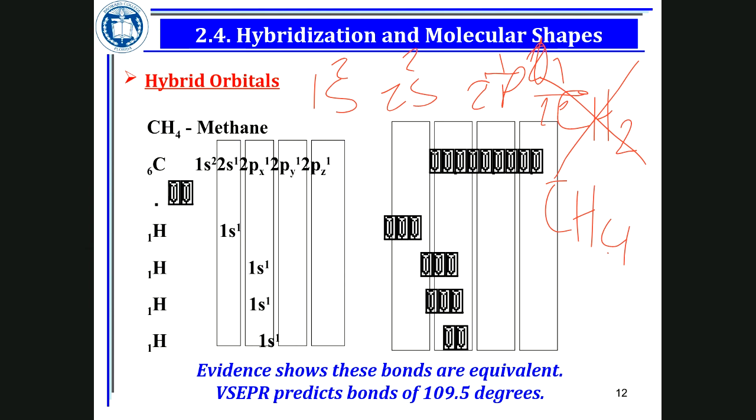So we excite 1 electron from the s orbital and take it to the third p orbital that is empty. Now we have 4 single electrons. That would justify the 4 bonds, but it still does not justify the shape and the bond angle. Why doesn't it justify the shape?